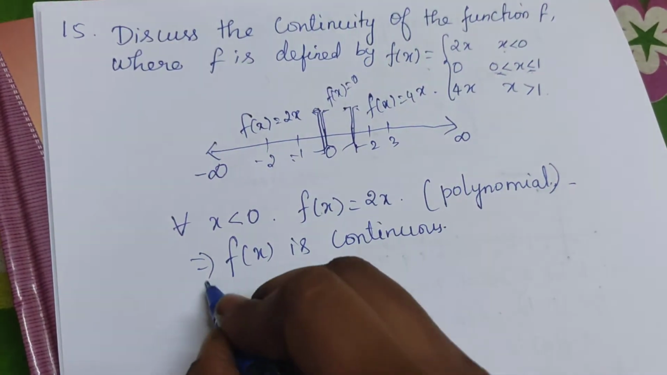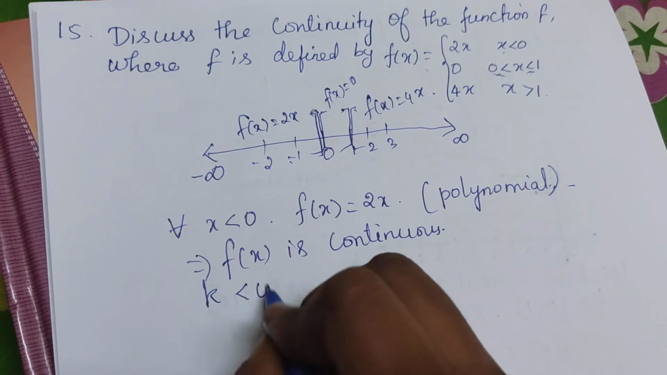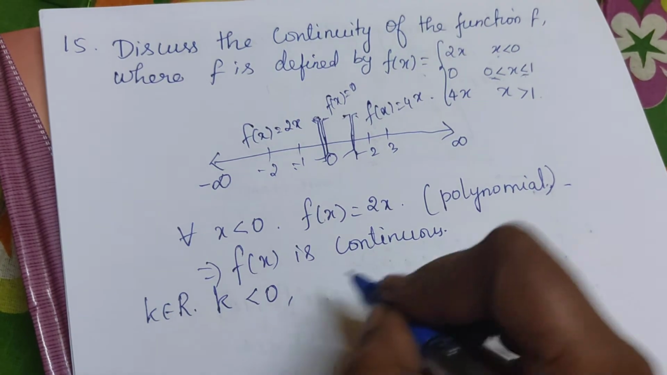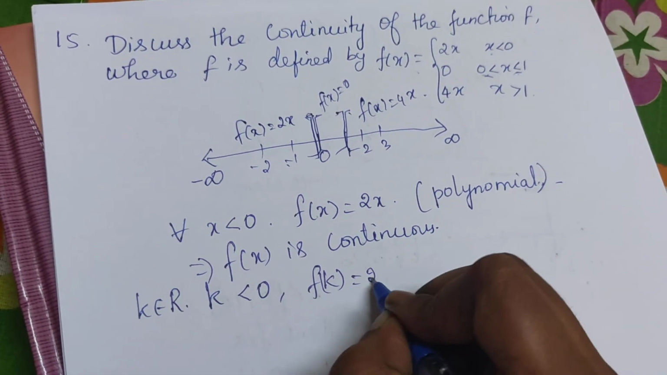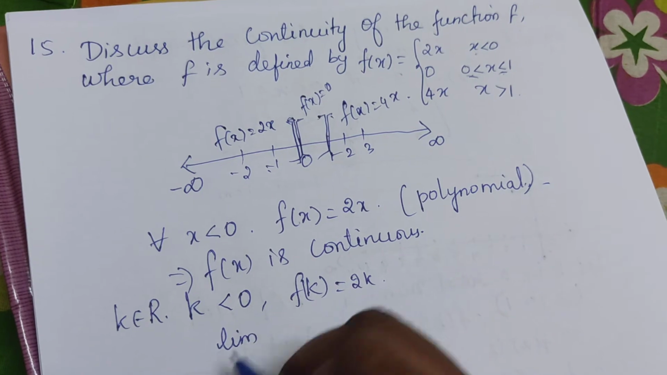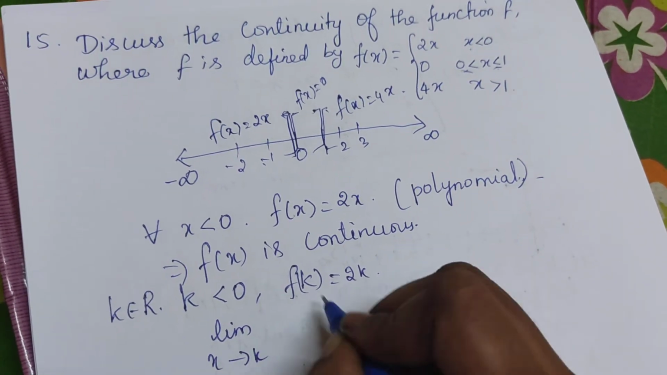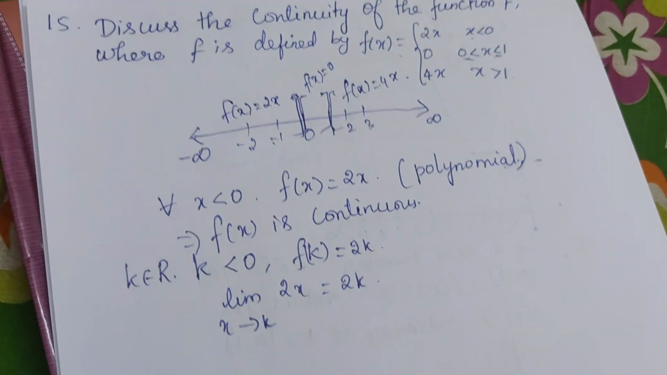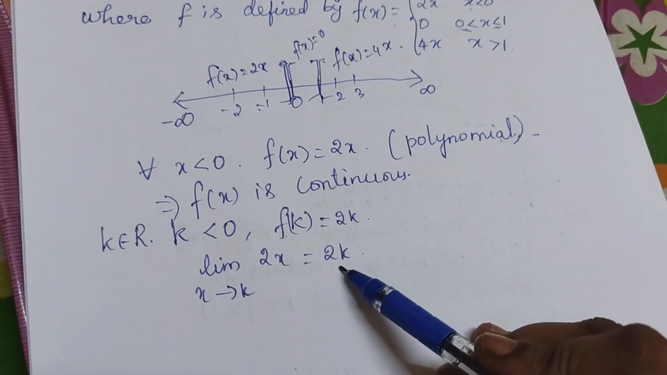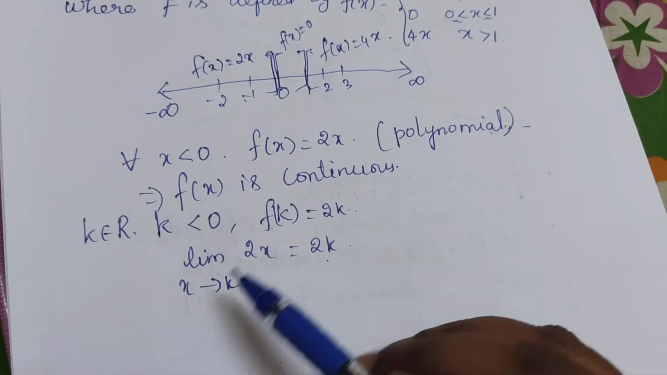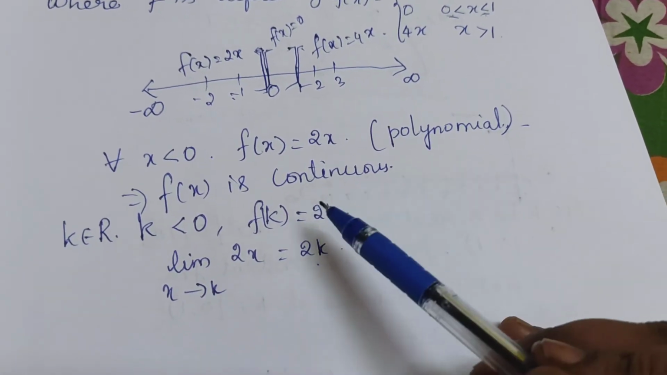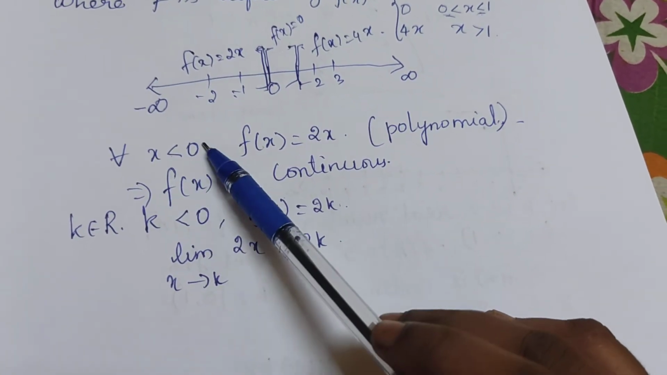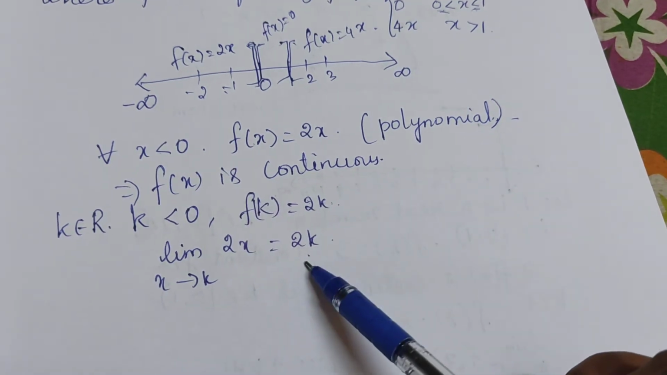Let me take k less than 0. K is a real number which is less than 0. And f of k will be 2k. And limit x tends to k, where the function is 2x, will be 2k. So we can say the limit exists and the existing one is equal to the functional value. So the function is continuous. I have shown the function is continuous for all x less than 0 using the definition.